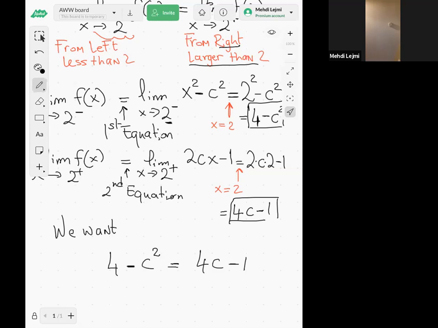So we want to solve this equation, right? And we have c squared. That's a quadratic equation, right? Because we have c squared. So let's see. You can move, let's say, the c squared to the right side. So let's move everything to the right side, or to the left side. It's up to you guys. So this is plus c squared here, plus c squared here.